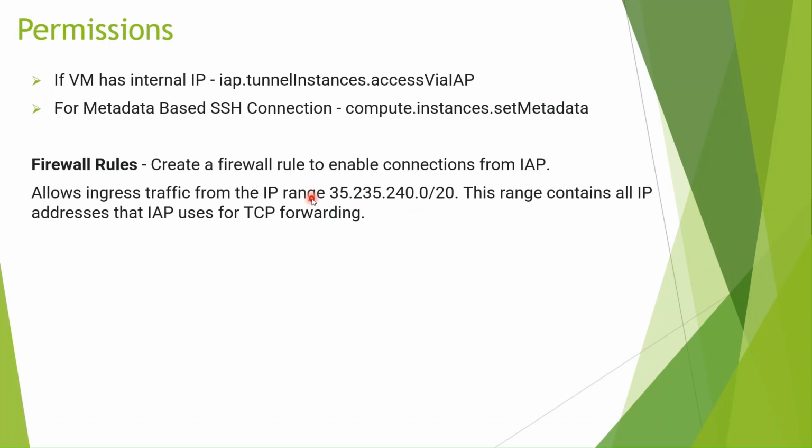But if traffic is not coming from the internet, then enable this rule and give this specific rule access via IAP. So their connection will be properly secured. It will create a tunnel to your VM. So I will show you everything. So let's go to the console.